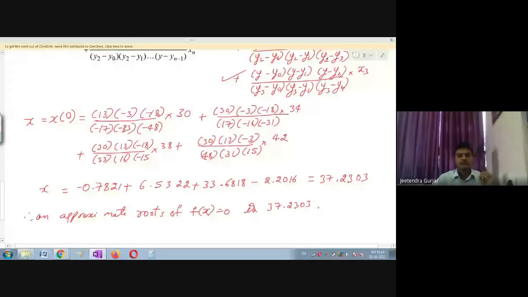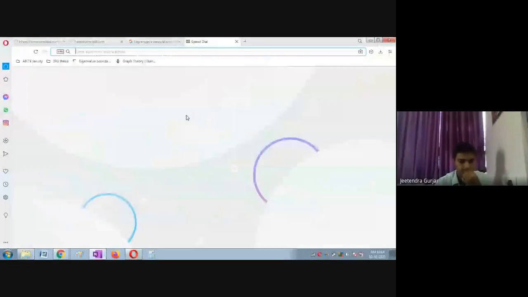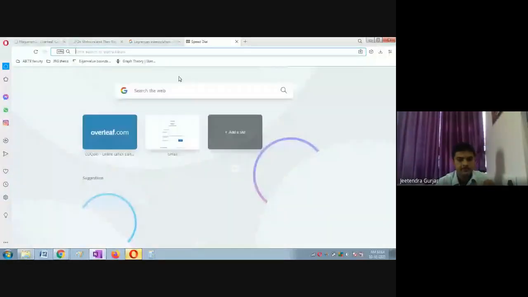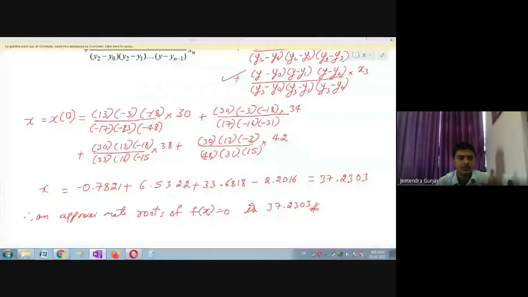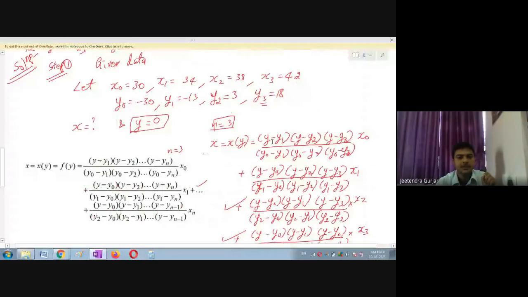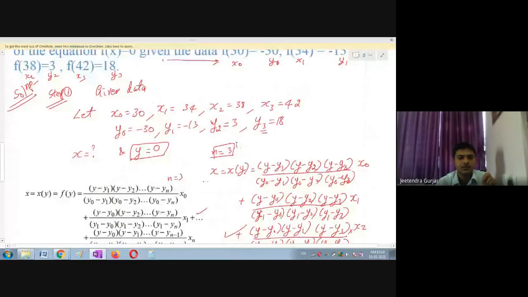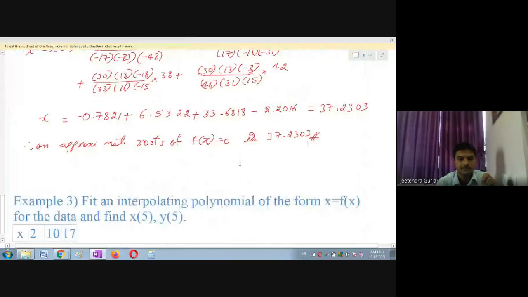This takes a little bit of time to simplify, because all these intervals are unequal. You can just see here they are unequal intervals. Therefore, we are taking all the intervals. This is the one application we have. Okay, students, so we'll move to the next example.